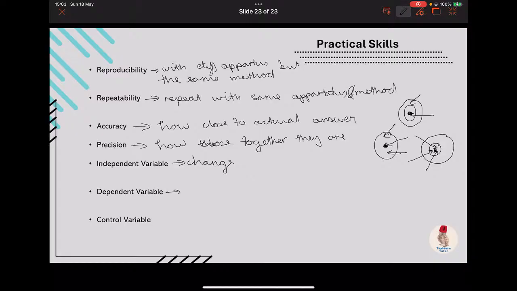Then let's say we have dependent variable. Now that is the thing that we measure, what our results and our conclusion depends on. So let's say in the rate of reaction practical, it would be the time for the reaction to occur, or the time for a specific marker of the reaction completed to appear. Now the control variable is what you control and what you keep the same. You must control it for your answer to be accurate, for your values to be accurate.